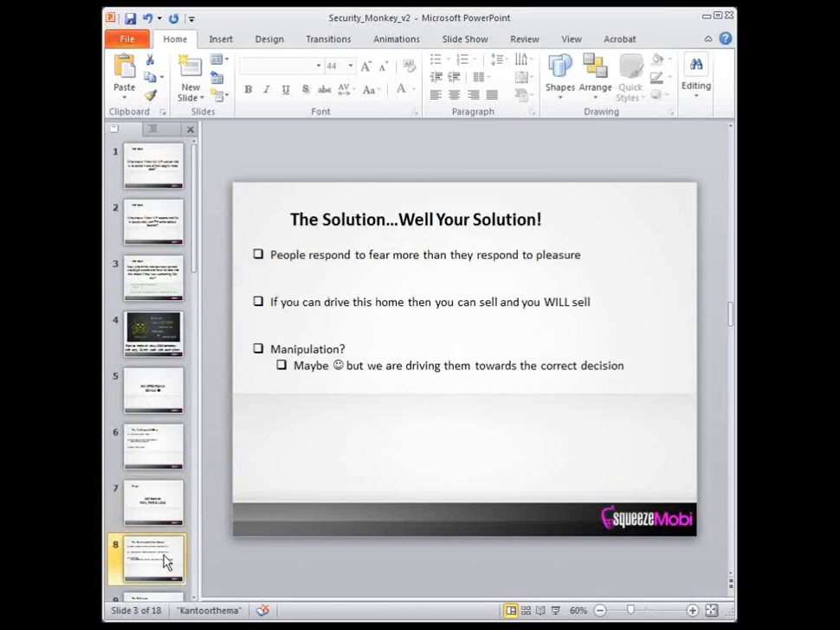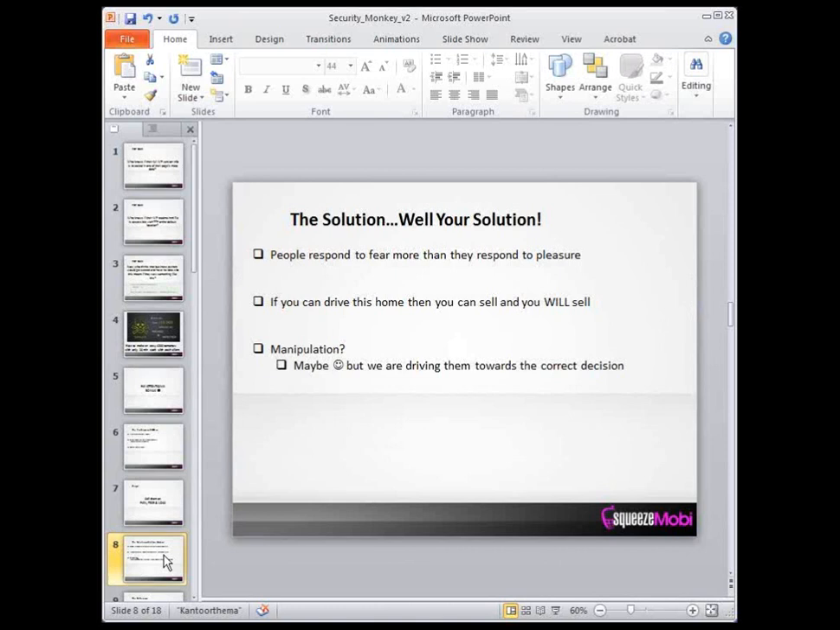What is the solution? How are you going to solve this problem that you have of trying to sell to business owners? And the way is, it's easy. People respond to fear more than they respond to pleasure. So you're going to reframe your pitch, and start selling business owners on fear.